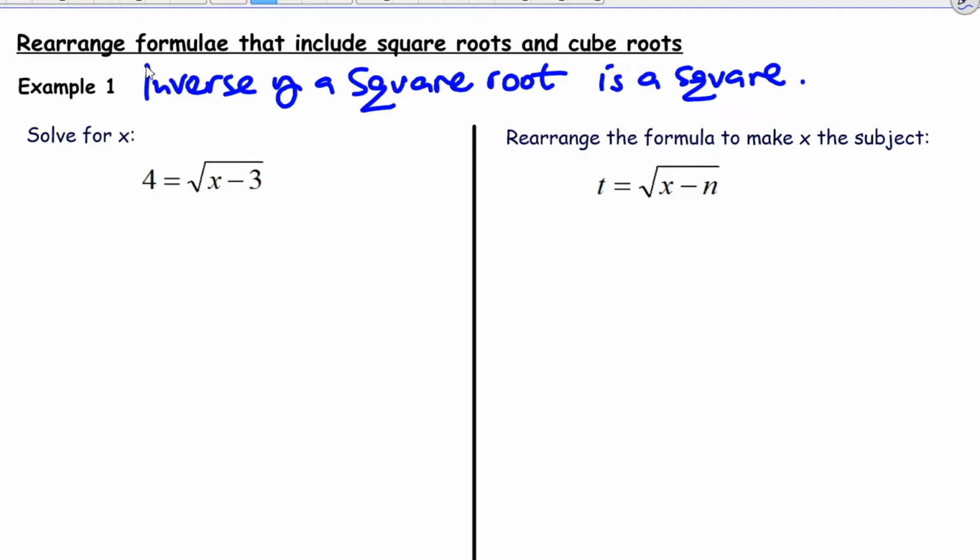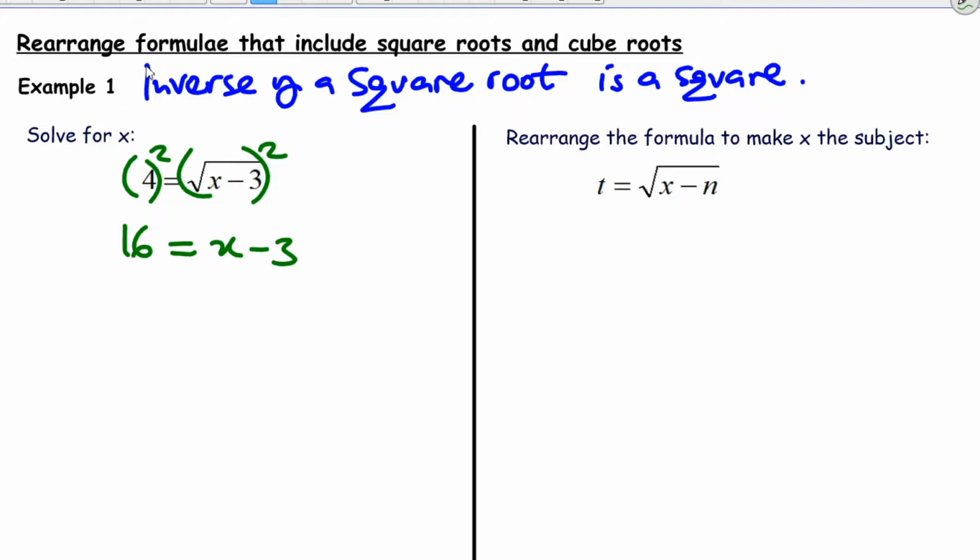So in example 1a, which involves solving the equation, we are required to solve for x, which means we need to get rid of the square root. Now, the inverse of square rooting is squaring, so we can square each side to undo the square root. So what we shall end up with is 16 is equal to x minus 3.